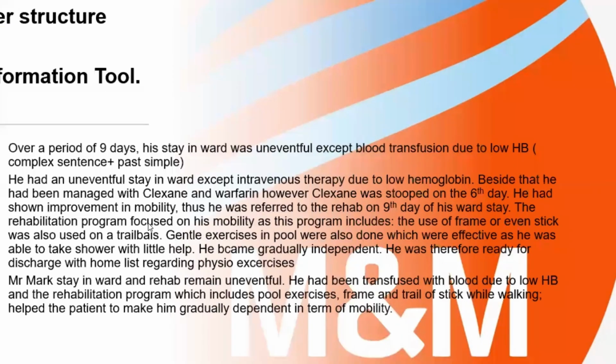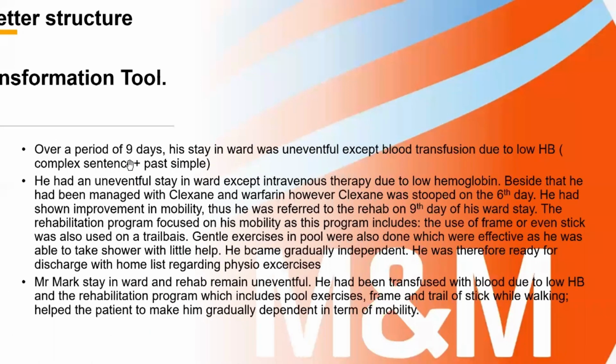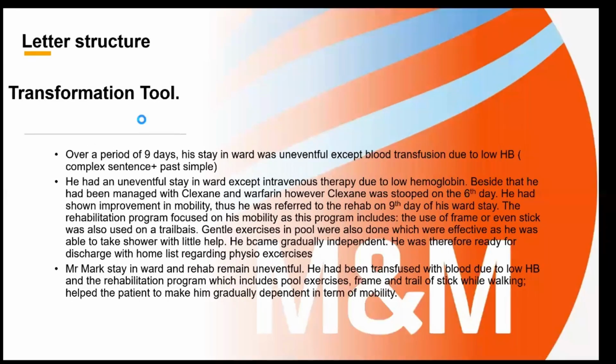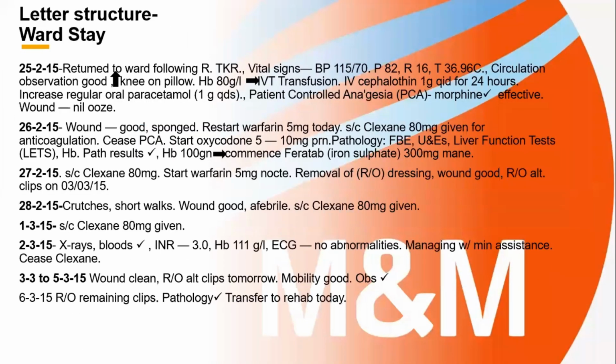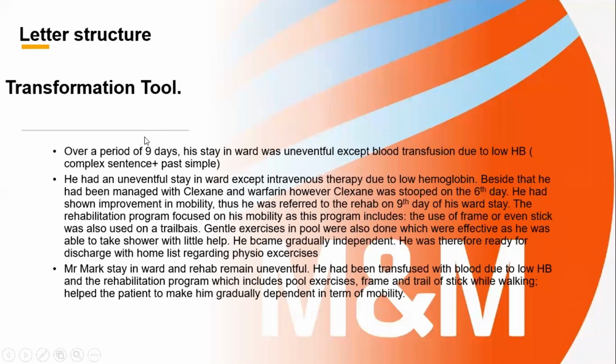Now let's say the first line: over a period of 9 days, his stay in ward was uneventful, except blood transfusion due to low HB. This whole information of the ward stay can be transformed into just one line: for a period of 9 days, his stay in ward was uneventful except blood transfusion. The rest of the details, such as painkillers and medicine management, can be left out. Or maybe we can add the rehabilitation and the ward together.